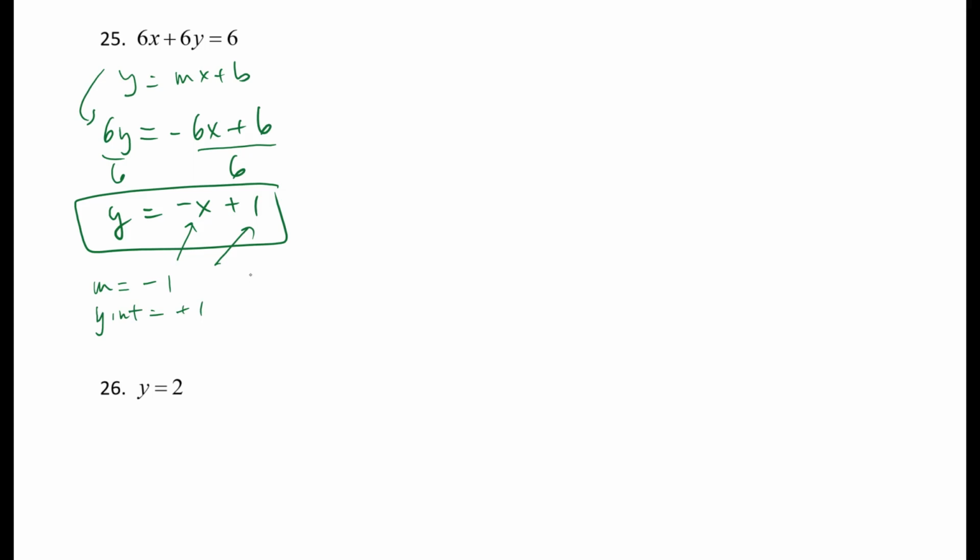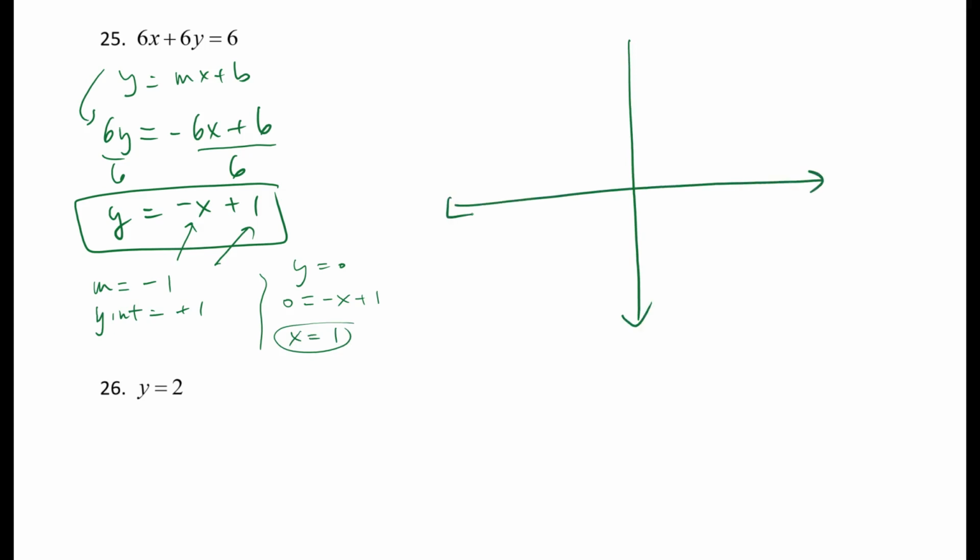And the x-intercept we can find by setting y equal to 0. We'll use that equation there. 0 equals negative x plus 1. So the x-intercept is just x equals 1. Now we have what we need to sketch the graph. The x-intercept is 1, the y-intercept is 1, slope is negative 1, so that's down 1 over 1, down 1 over 1. Those points are on the graph, and there is our line, 6x plus 6y equals 6.